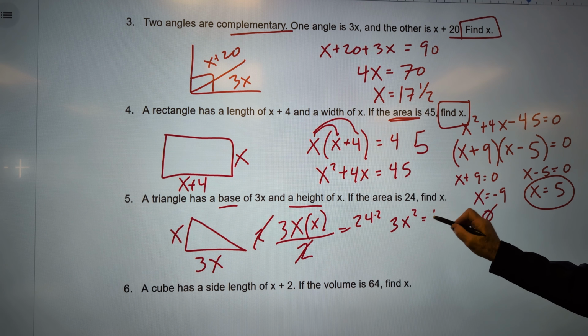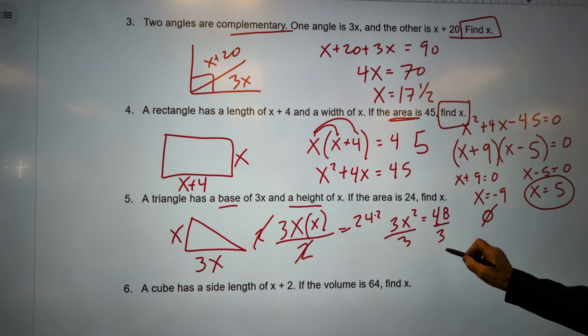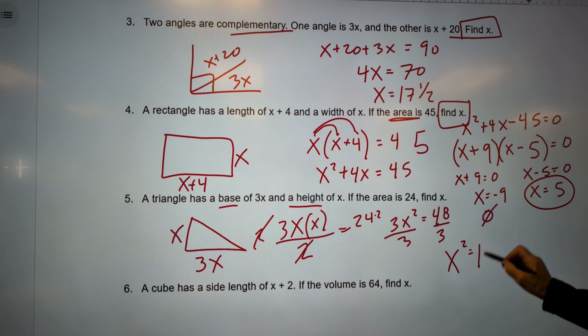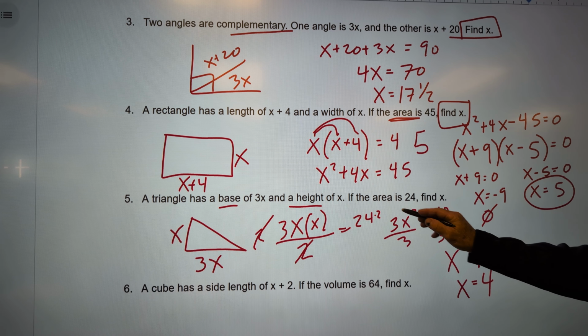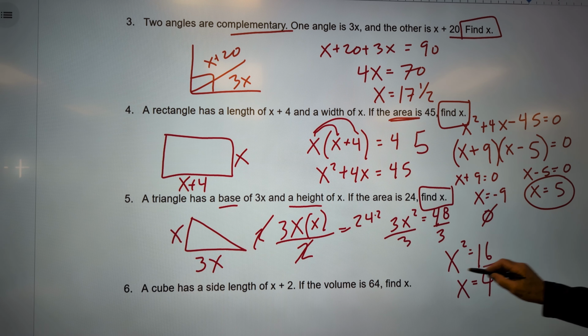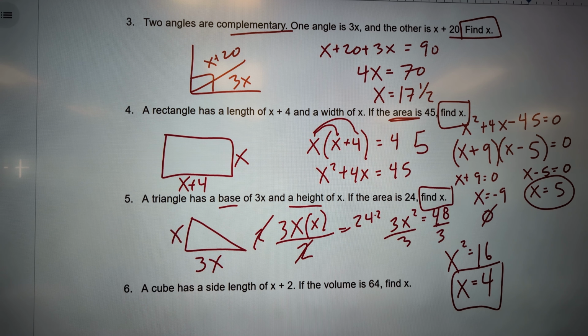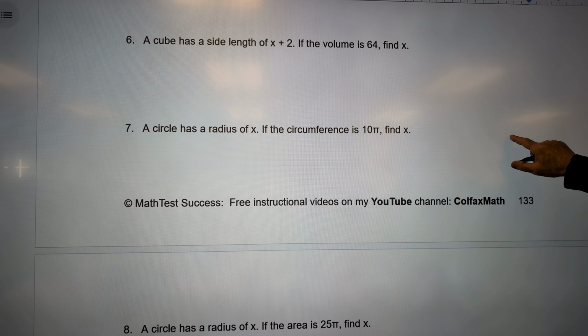3x squared equals 48. Divide both sides by 3. X squared is equal to 16. X is equal to the square root of 16. 4, negative 4. I discard the negative. My solution is 4. And again, I don't need to find sides of the triangle. I just need to find x. So my solution is 4 right there. Let's move this up. Do a couple more here.